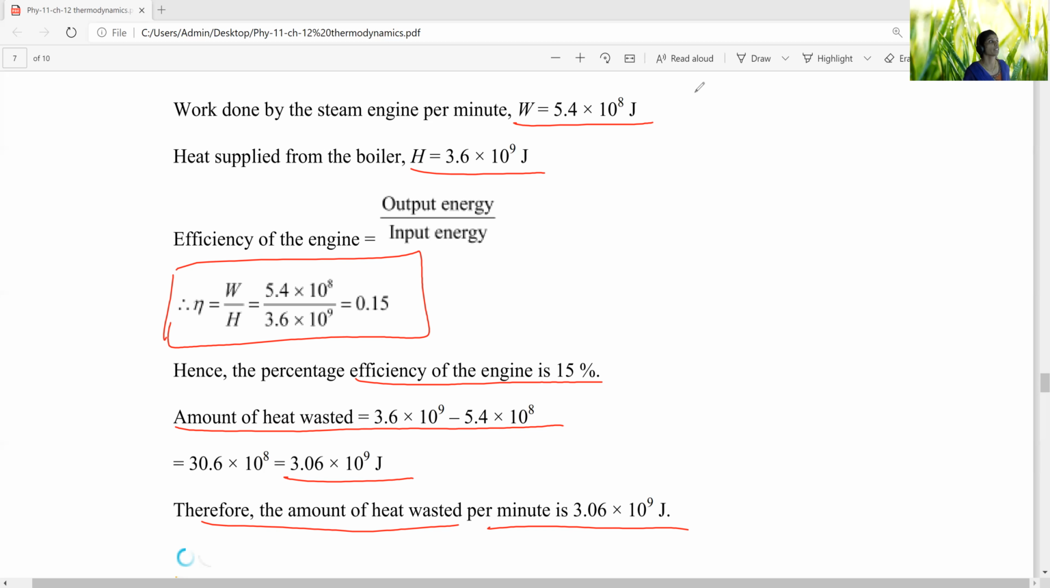Amount of heat wasted is calculated by taking the difference, that is 3.6 minus 5.4. So 5.4 under W, 3.6 under heat supplied to the boiler. So we got that one as 30.6 into 10 to the power of 8.